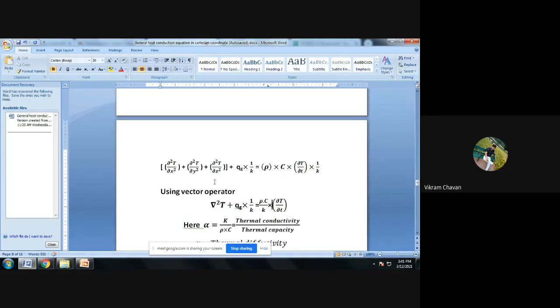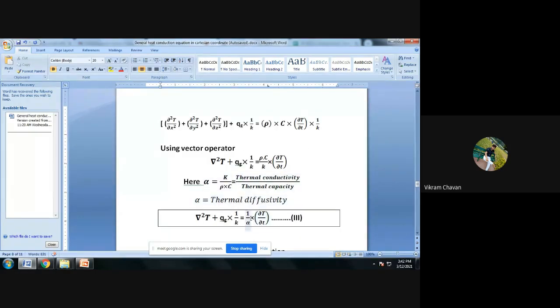Here we have introduced one terminology called thermal diffusivity. Its equation is K by rho C. Thermal diffusivity is the ratio of thermal conductivity to thermal capacity, where K is the thermal conductivity and rho multiplied by C is the thermal capacity. Further we modified this equation by replacing rho C divided by K with 1 upon alpha.